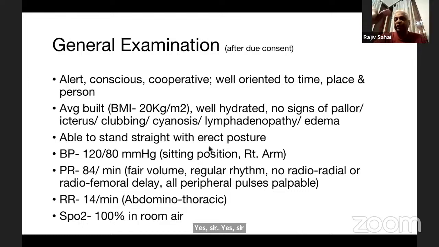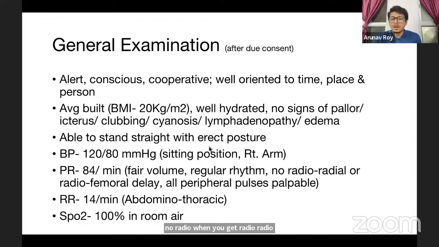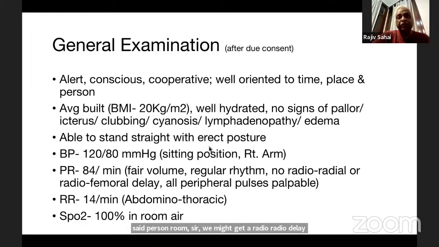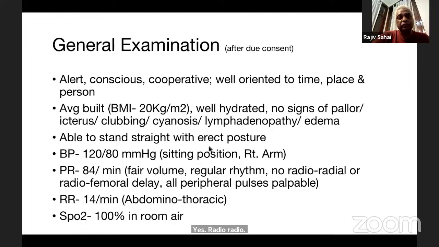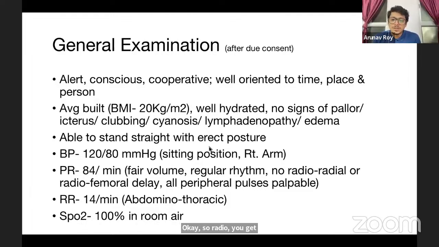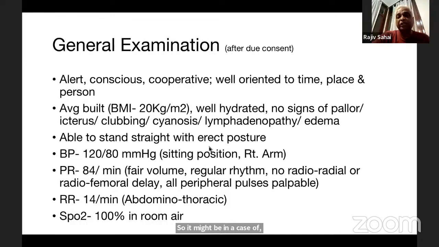Yes, sir. Also, radiofemoral delay. When do you get radial delay and radiofemoral delay? Sir, in case of thoracic outlet syndrome, we might get a radial delay. Radial delay, sir. Okay, so radiofemoral, when do you get it? It might be in a case of aortic aneurysm, sir. You're wrong both ways, so you lose marks. Do you ever do radiofemoral delay or radial delay in a case of hernia? Not routinely, sir.